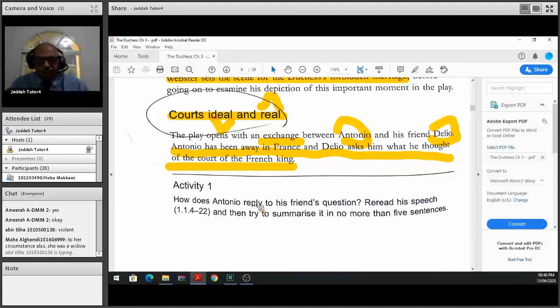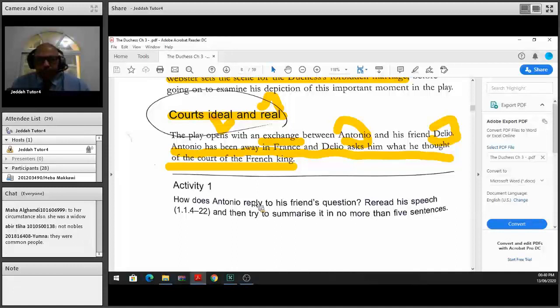And Antonio and Delio are more or less like courtiers. Courtiers means people who work in a royal court. They are courtiers, and they are, especially Antonio, lowborn. This is how we describe them. Lowborn means that they are not aristocratic. They were not born into nobility. They are obviously from the common run, but they perhaps distinguished themselves, and they became stewards and courtiers in the court.